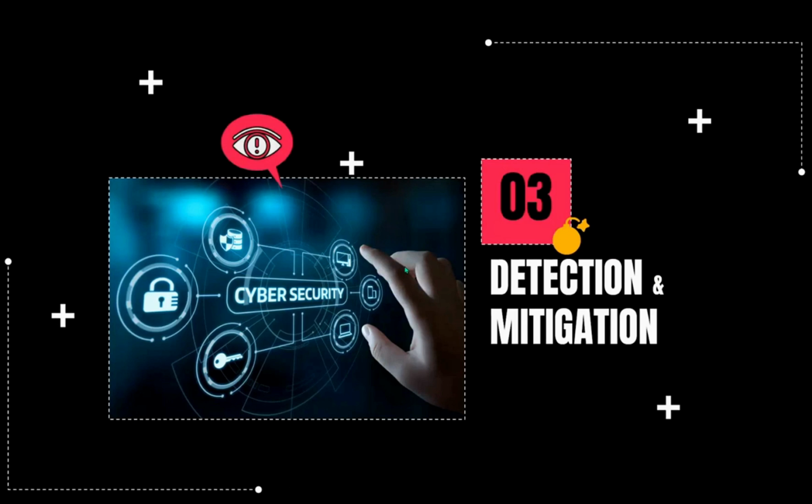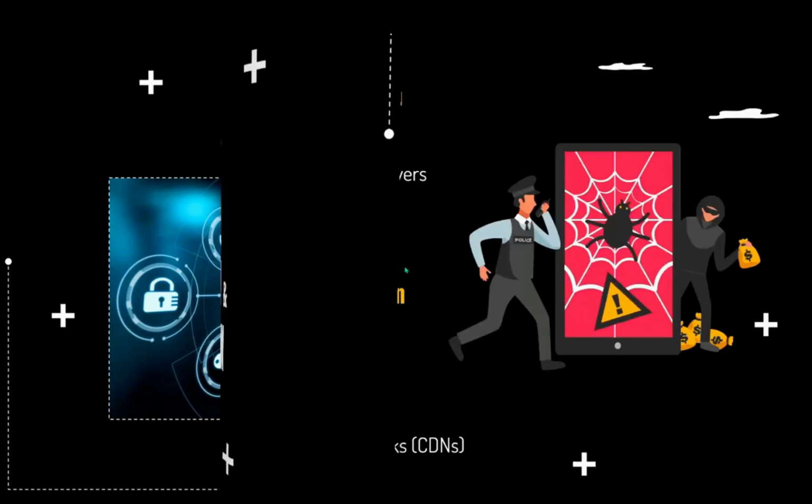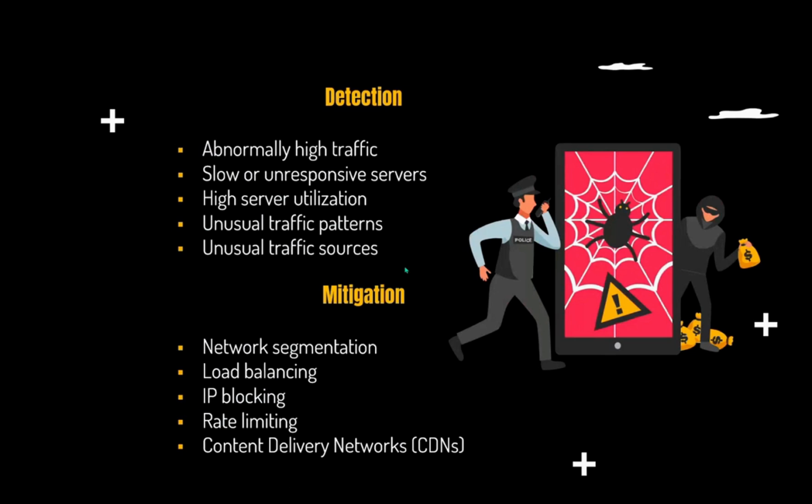Coming back to detection and mitigation: how to detect it and what are the methods to prevent it. Whenever a DOS attack happens on your site, how do you detect it? First thing will be abnormally high traffic. Then a slow and unresponsive server, where your server will be loading and buffering. High server utilization, unusual traffic patterns, and unusual traffic sources. Then you get a 404 error, like the system is not loading, or it takes time to load, which lets the provider know there's a DOS attack going on.